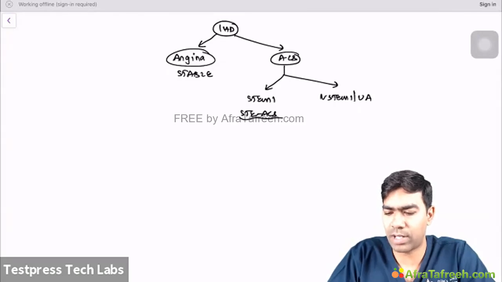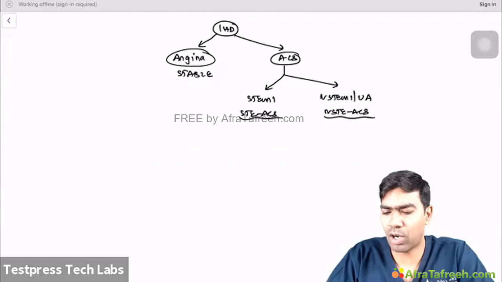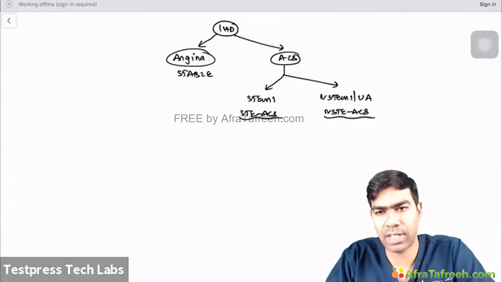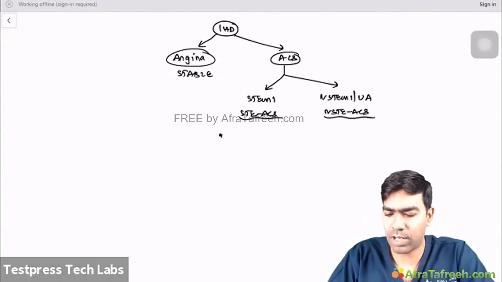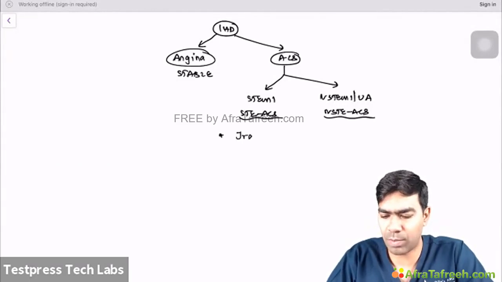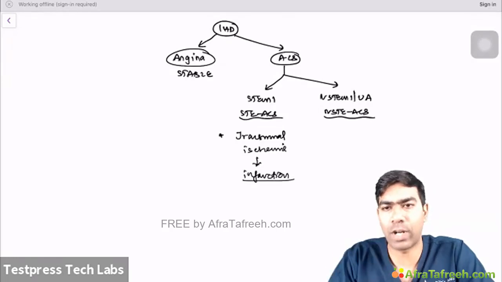To avoid confusion, because unstable angina has a different definition, they have just called it NST ACS. And there are a lot of differences between ST ACS versus NST ACS, which we'll be subsequently discussing in due time. But more importantly, 2 points are important. ST ACS produces a transmural ischemia. If it's not treated properly, that will become a transmural infarction. Infarct means dead tissue. That's what we call infarction.